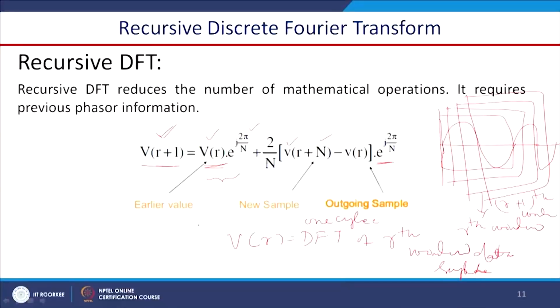And what about the second term? We have two terms. The first term is basically the DFT of the first window, and the second term is the difference between the new sample and the outgoing sample. This is the magnitude part of this particular sample and this is the angle part. We have to multiply the angle also. Now, what is the new sample in this case?